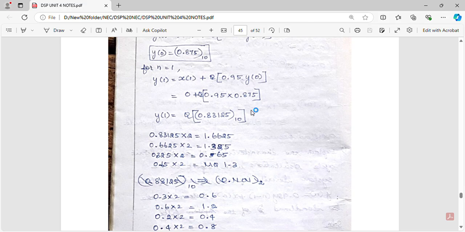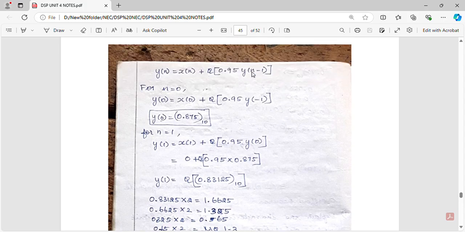Okay, then in the next step, we apply n is equal to 1. When we apply n is equal to 1, we have y of n is equal to x of 1 plus the quantized term, that product term 0.95 into y of n minus 1. When we substitute 1 for n, we obtain y of 0 at this place, and we have calculated the previous value y of 0 as 0.875. So substitute in this expression. Therefore you are getting the value as x of 1, which is 0 from the assumption we have taken.